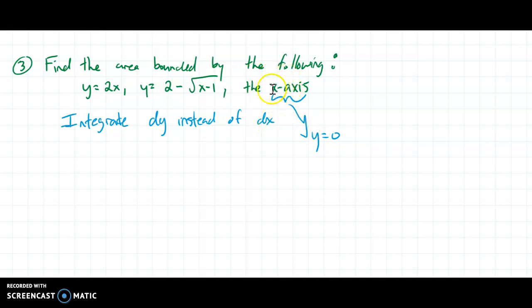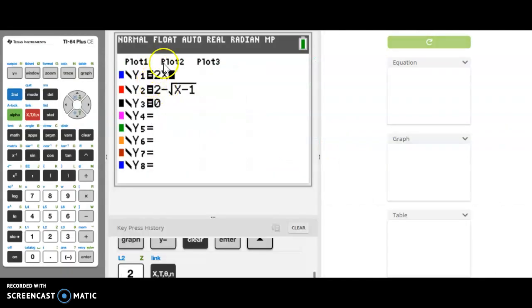The other thing I like to point out is that the x-axis is the line that goes side to side, so that is y equal to 0. I would like you to plug these 3 into your y equals screen, and I will do the same. Okay, so I've got 2x, 2 minus root x minus 1, and 0.